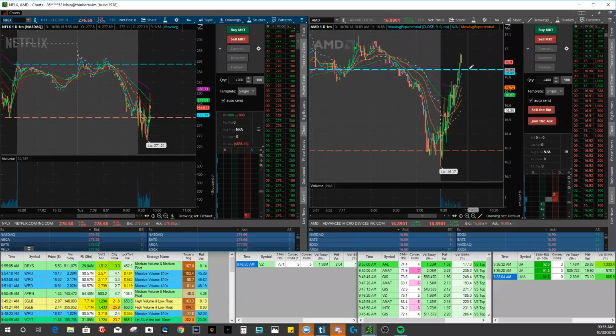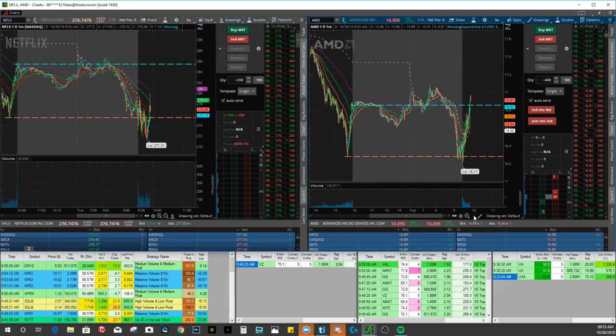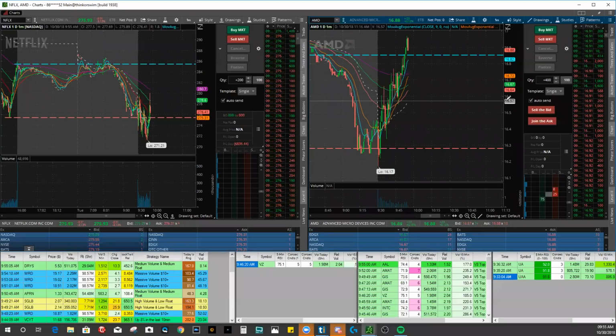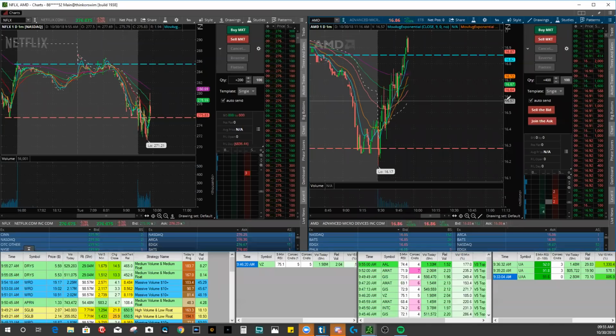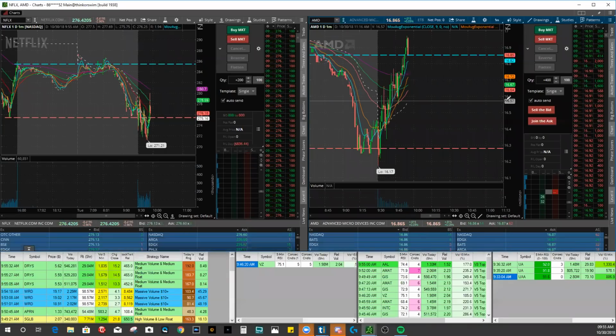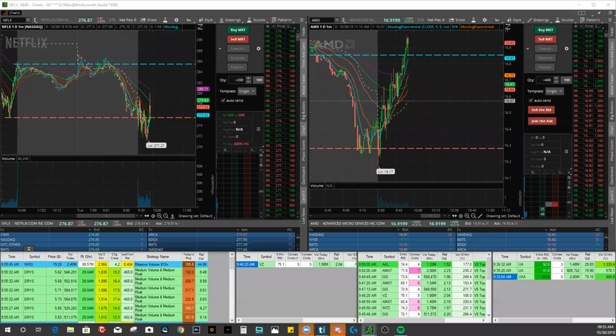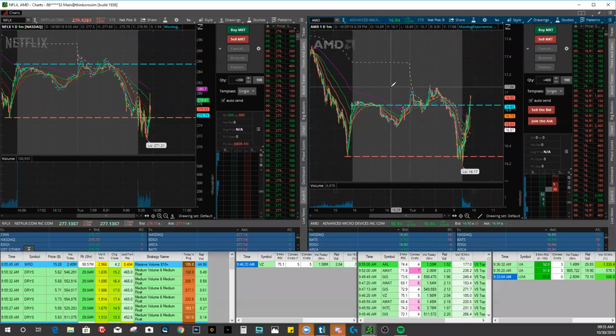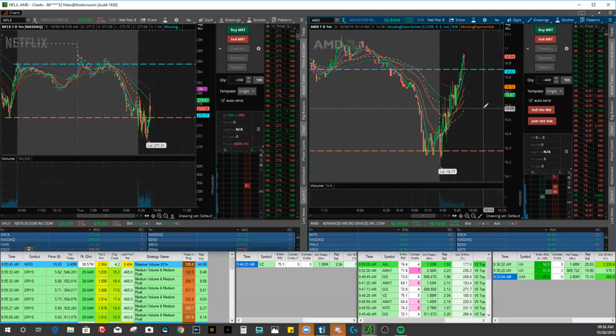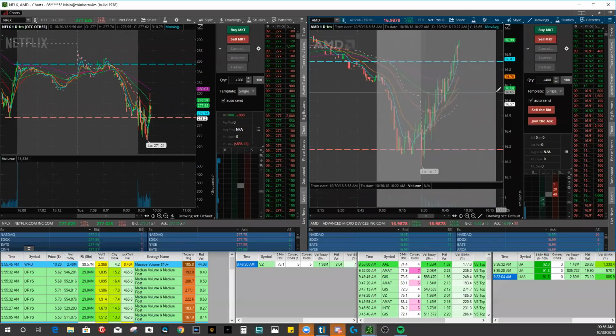Yeah, maybe if AMD comes down, gives us a test of this previous closing price first, then I could consider it. So there goes AMD pulling back, testing the previous closing price from yesterday's trading. So AMD is still holding up. Missed the entry on AMD.